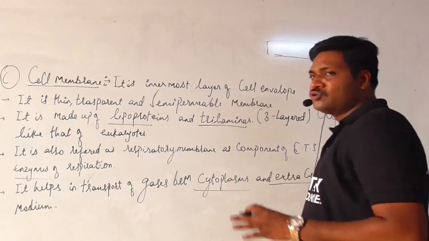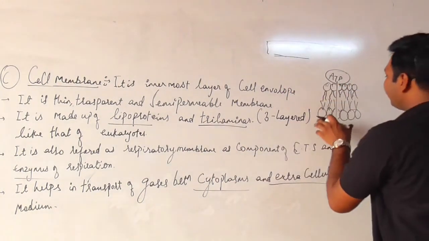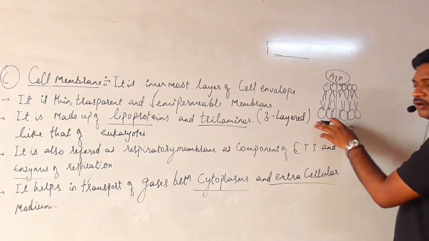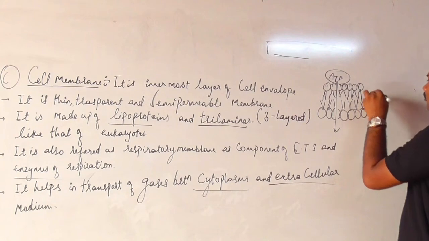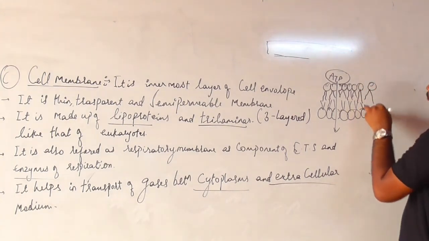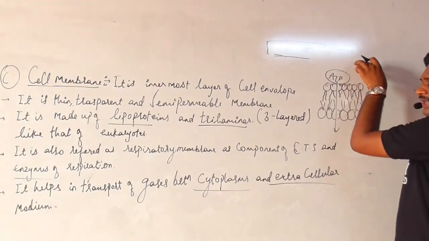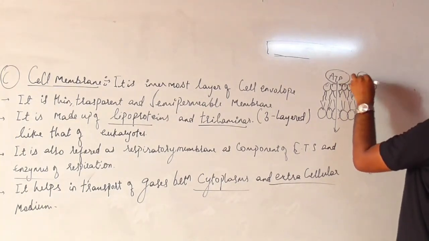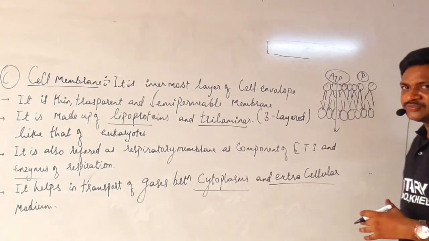Now, what does facilitated diffusion mean? In facilitated diffusion, there are certain carrier proteins present around the cell membrane. So, this is a cell membrane, and there is the presence of certain carrier proteins. Some proteins are there, and these proteins help in the transportation.